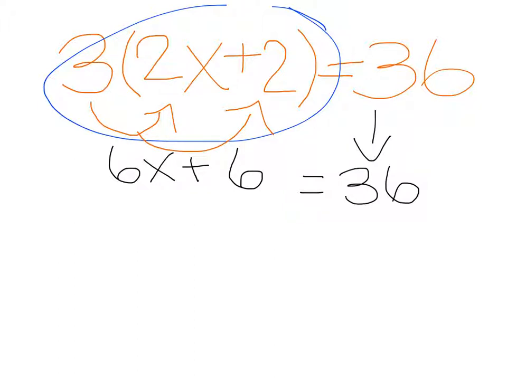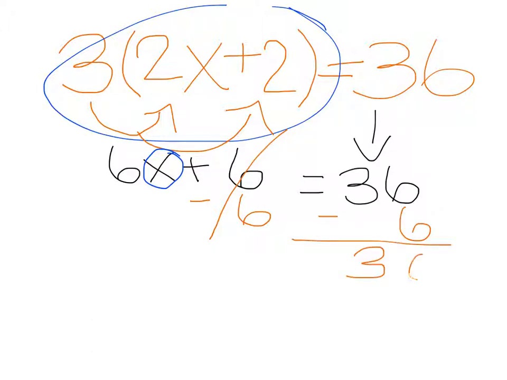So, because I want to isolate the x, I'm going to get rid of this 6, and it cancels out. Same on the 36. So now I'm just left with 6x. I bring that down, along with the 30.